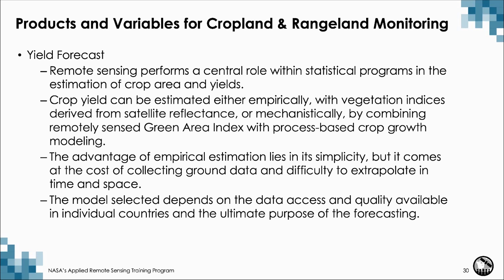The main advantage of empirical estimation lies in its simplicity, but it comes at the cost of collecting ground data and is difficult to extrapolate in time and space. Mechanistic crop models are more comprehensive than statistical ones, but they are more complicated to design and operate depending on their degree of sophistication, as well as the spatial and temporal scales and resolutions over which they are intended to operate. You should expect that models claiming a wide range of applicability will remain fairly generic, while those dedicated to a particular crop or plant type may be much more specific and detailed.